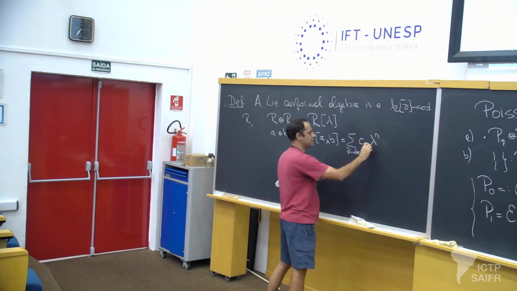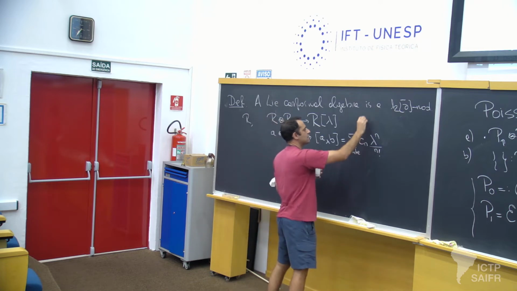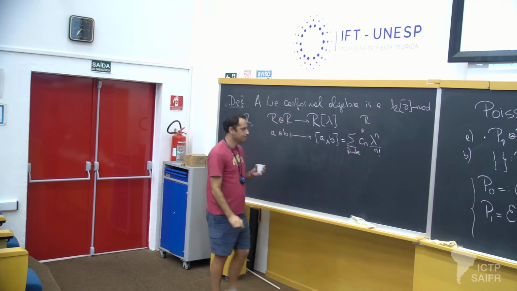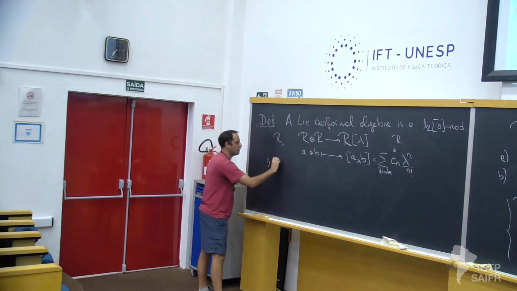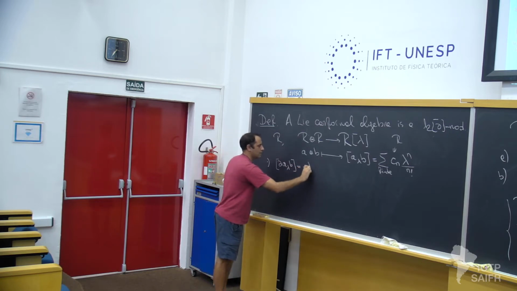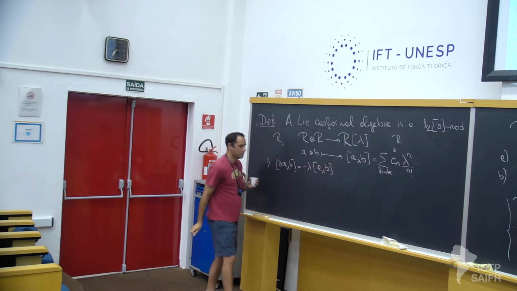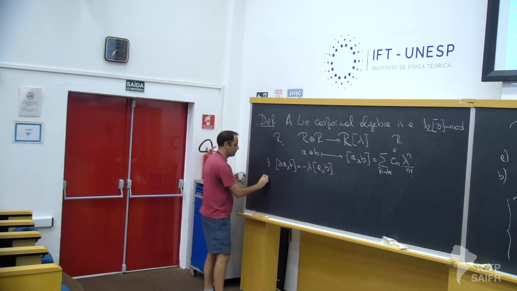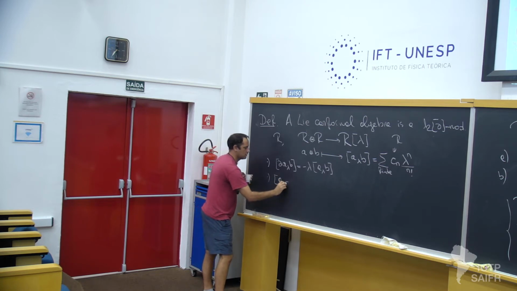I think people typically normalize this like this. But the whole point is that these C_n's are in R, satisfying a couple of axioms. So first of all, that's easy to see. This one is a little trickier.